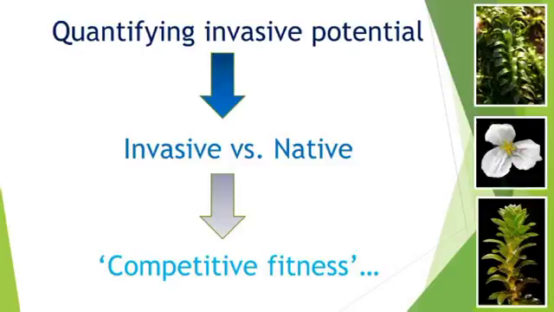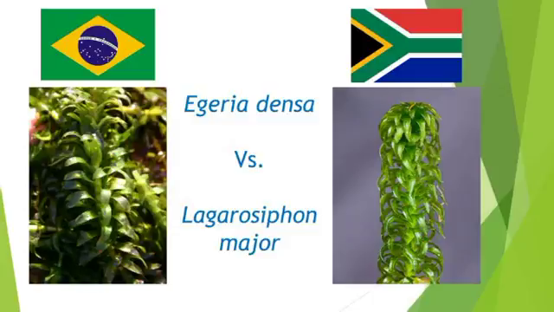So if we're able to measure competitive fitness or ability in some way, perhaps we could use these values as an indicator of invasion potential. So I propose to do a series of competition studies between the invasive Egeria densa and the trophically analogous, sort of native equivalent plant, Lagarosiphon major.